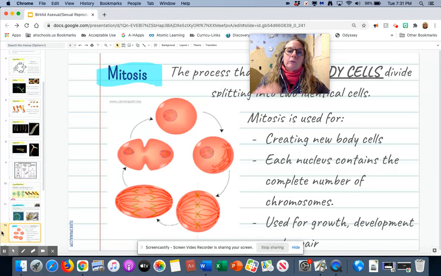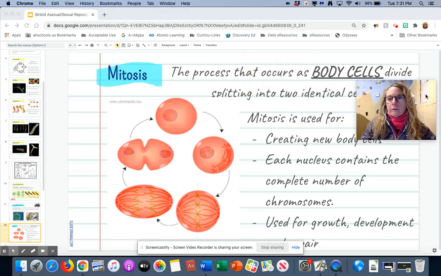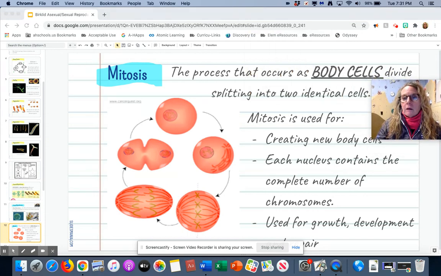Okay. Now there are two types of cell division that happen in sexual reproduction. The first is called mitosis. Mitosis, we talked about a little bit when we talked about cell division. It's a type of cell division, and it occurs in your body cells, for example skin cells, muscle cells, nerve cells, any of the cells that you have in your body that are not sex cells. The process occurs when body cells divide to make two new cells. So this is the process that's causing growth, development, and repair.